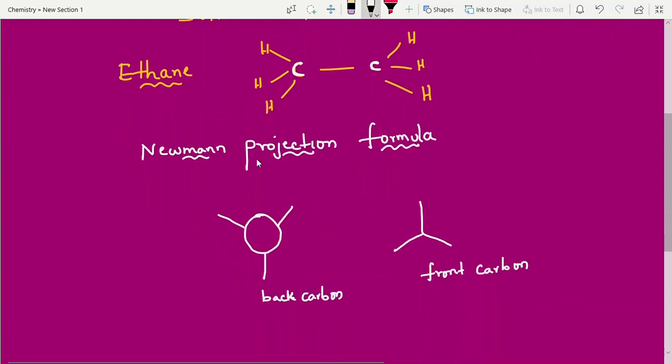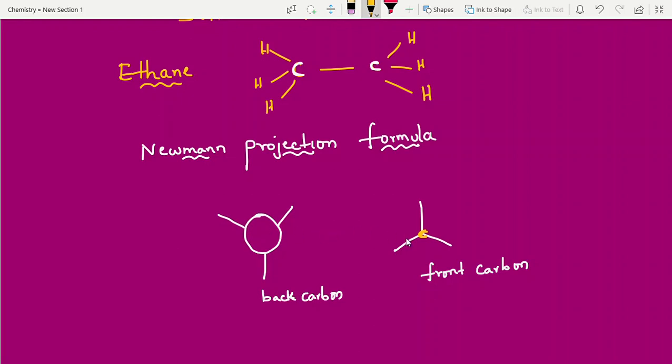What is this Newman projection formula? We are writing 2 representations. Somebody is observing this ethane molecule, looking towards the observer. This is the front carbon, this is the back carbon. The front carbon we represent like this, the back carbon we represent like this. The whole circle is a carbon, but here it is also a carbon. Did you understand my point?